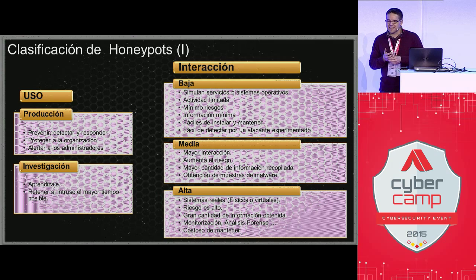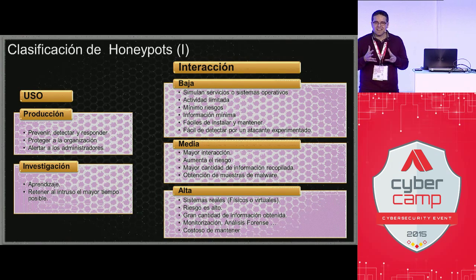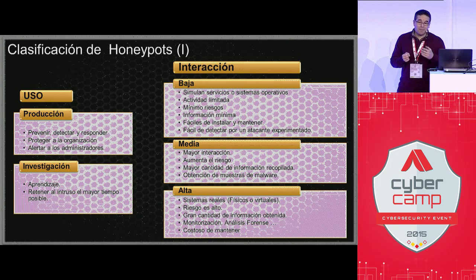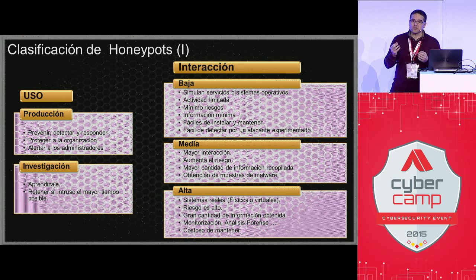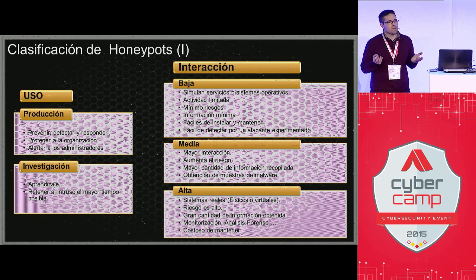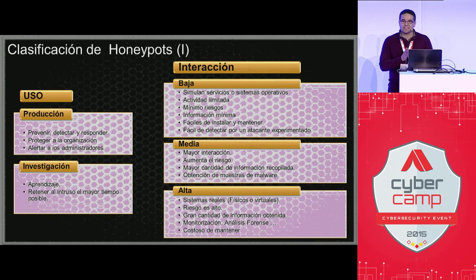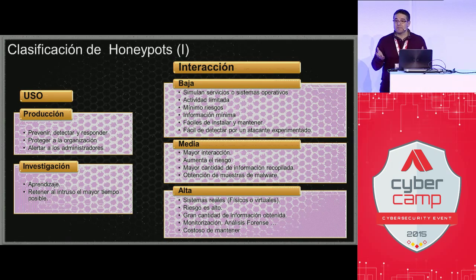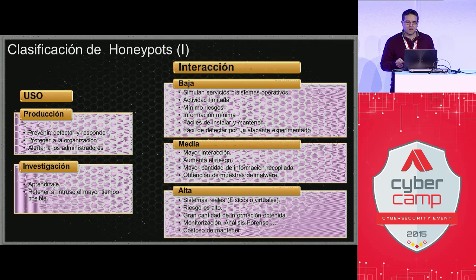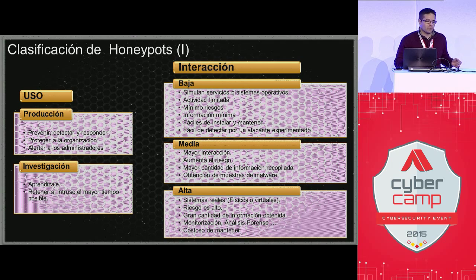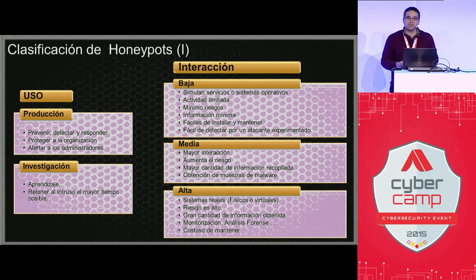And then in terms of interaction, it refers to the number of actions that we will let our attacker do. So the higher the interaction, the higher the risk, but also the higher the amount of information that we will get. Low interaction: here we simulate services or operating systems, limiting activity, and the risk is low. It is easy to install and to maintain, and also very easy to detect by an expert user.